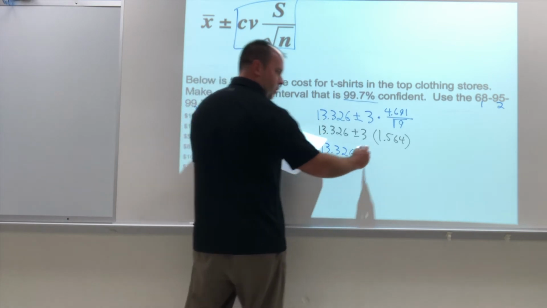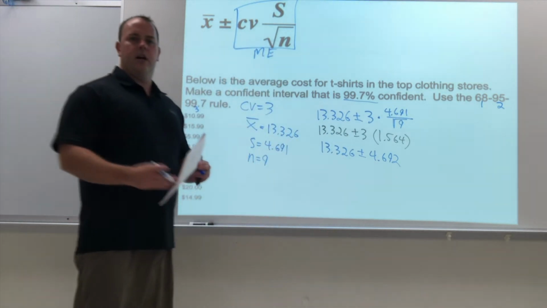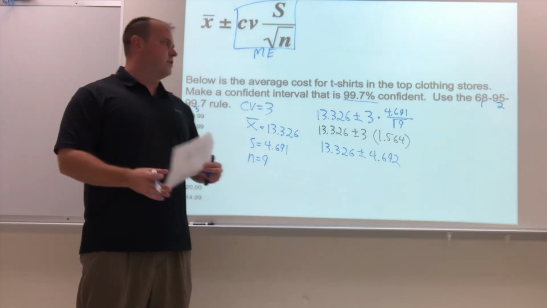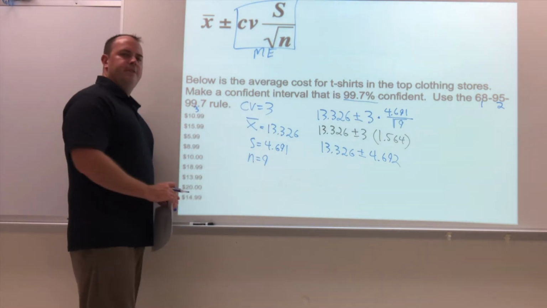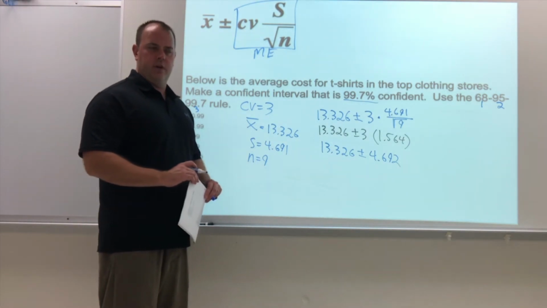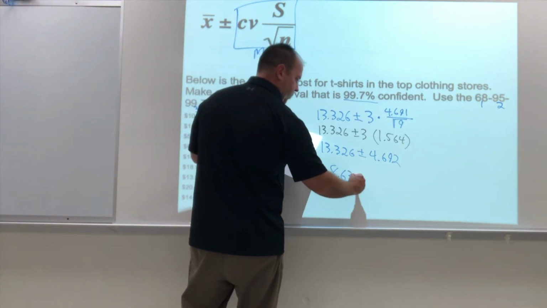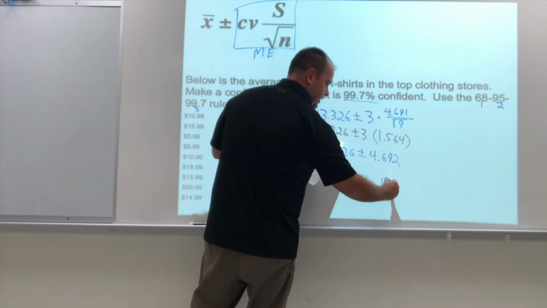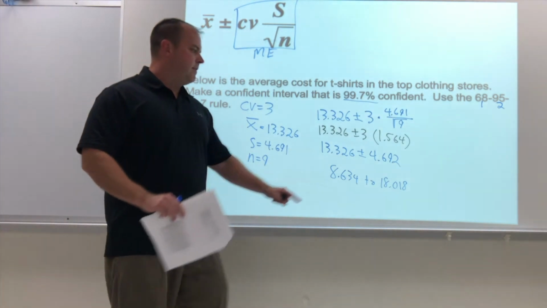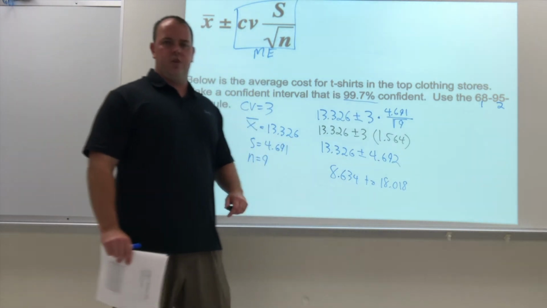And that should give you 4.692. And you're going to subtract to get your low end, add to get your upper end, and that's going to be your confidence interval. From this sample, that confidence interval is telling us where the average population t-shirt cost is going to be. So doing that, we have 8.634 to 18.018. So this is where we believe the average for the population average t-shirt cost is going to be.